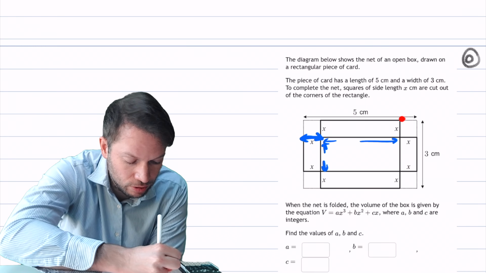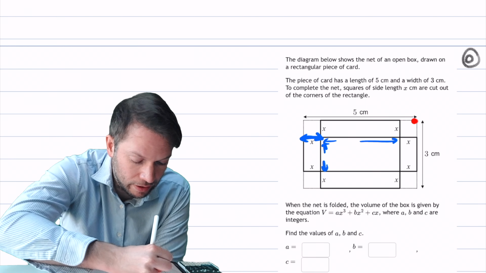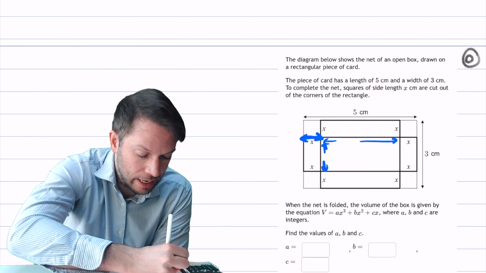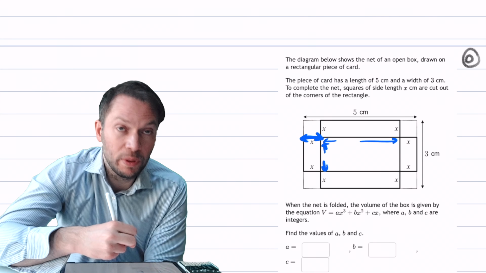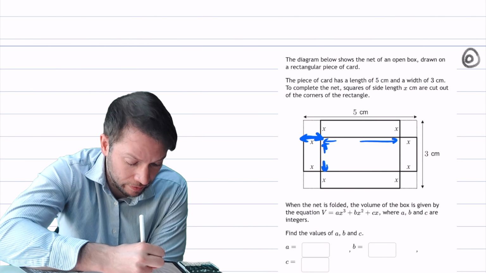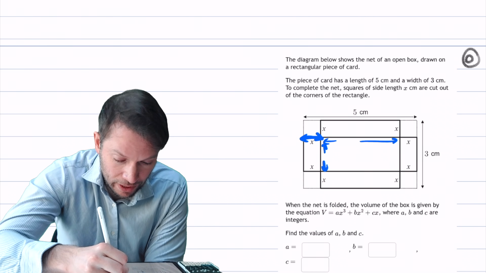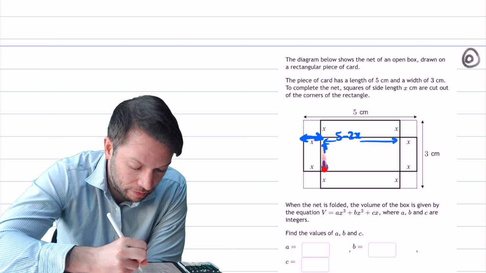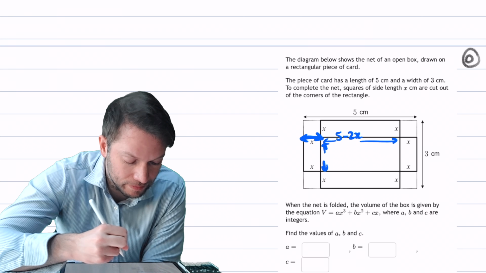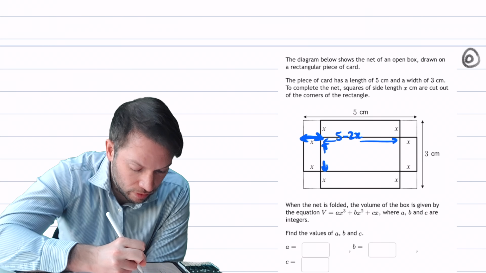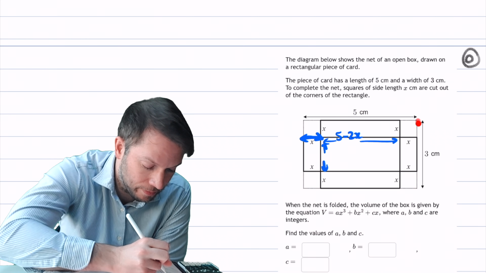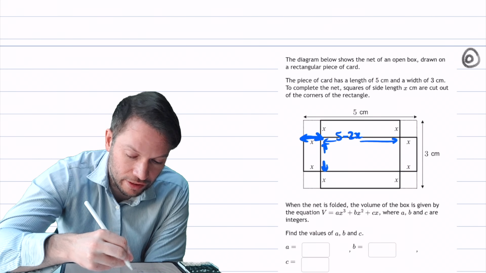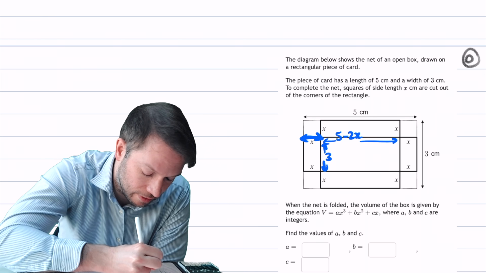We can see the total length of the card here is 5, but that's x and that is x. So we take away those two x's from 5, that's going to be 5 minus 2x. So let's put that, 5 minus 2x. And what about this width of this bottom rectangle here? Well, this total height here is 3. This is x and this is x. So that is going to be 3 minus 2x.